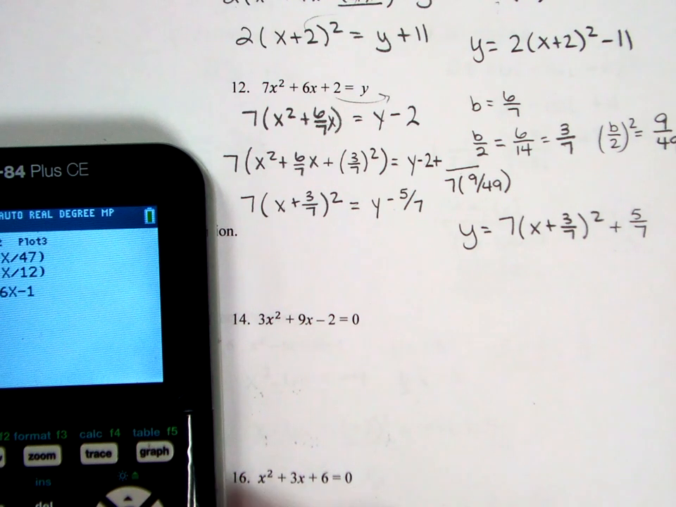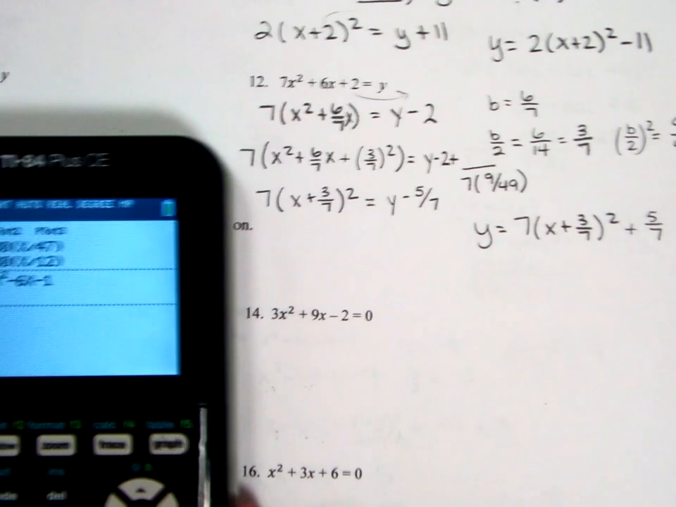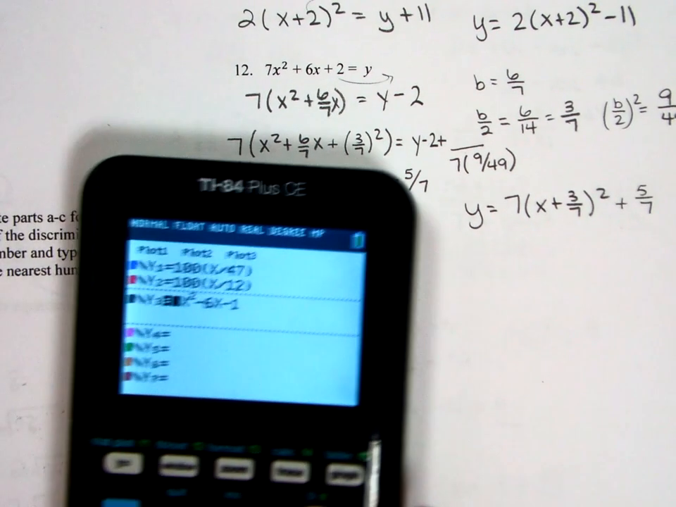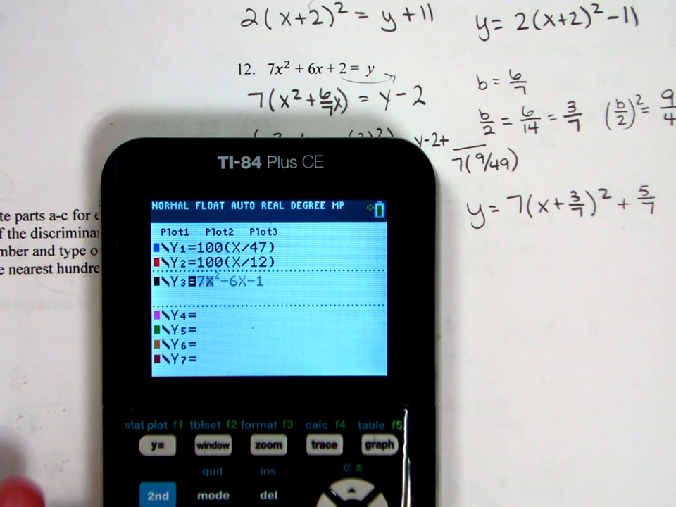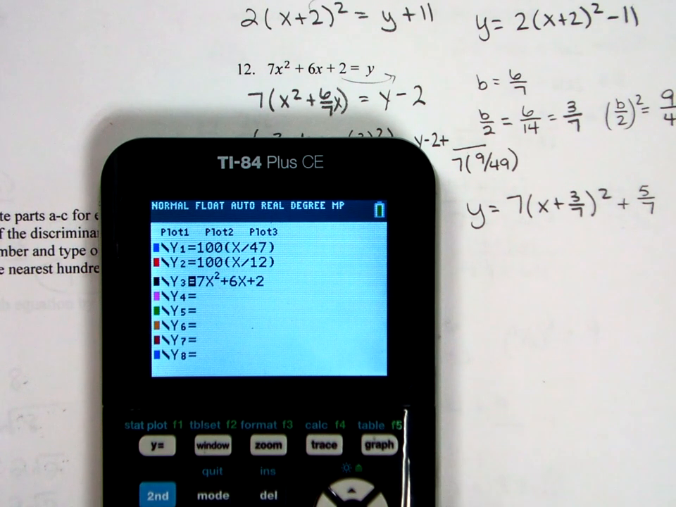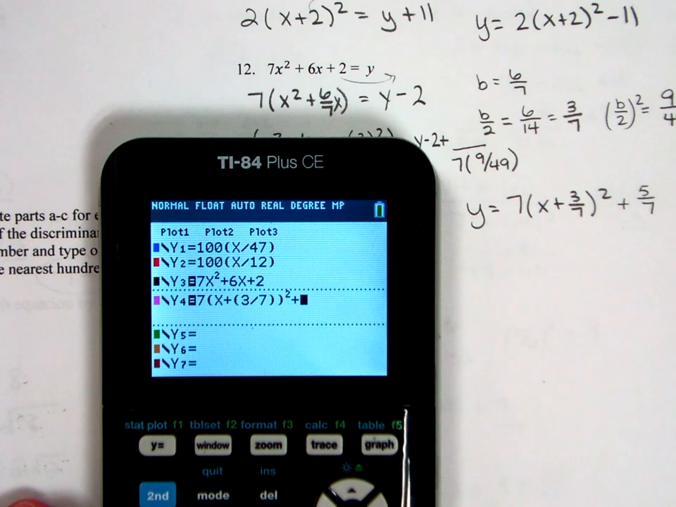Well, I take the original equation, I plug it in my calculator. So I'm going to go to my original equation, type it in. I'm going to go 7x squared plus 6x plus 2. And then what I'm going to do is I'm going to type in my other equation I just found, 7 parenthesis x plus parenthesis 3 divided by 7 parenthesis squared plus parenthesis 5 divided by 7.